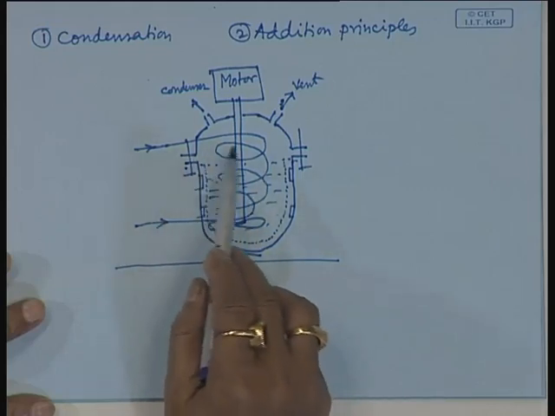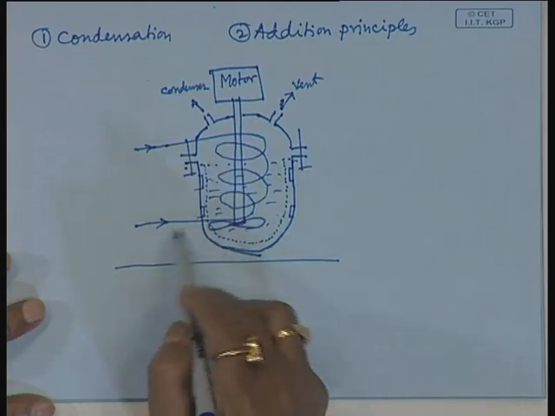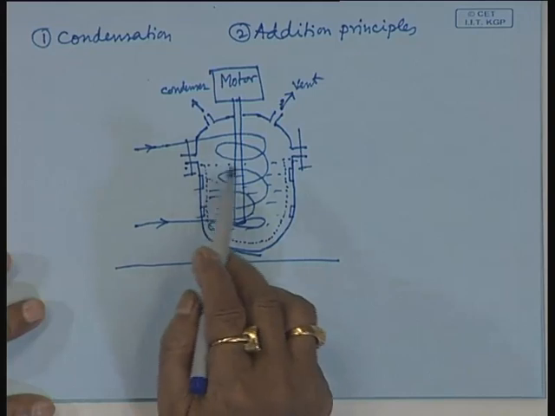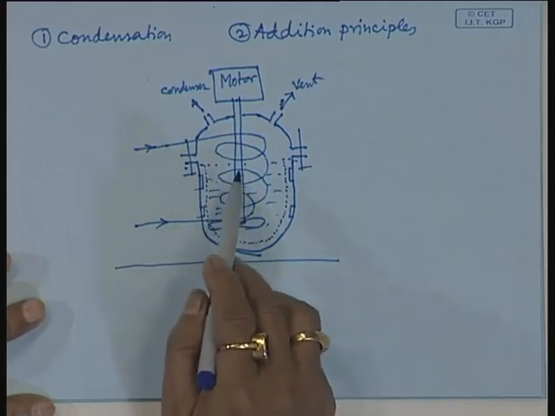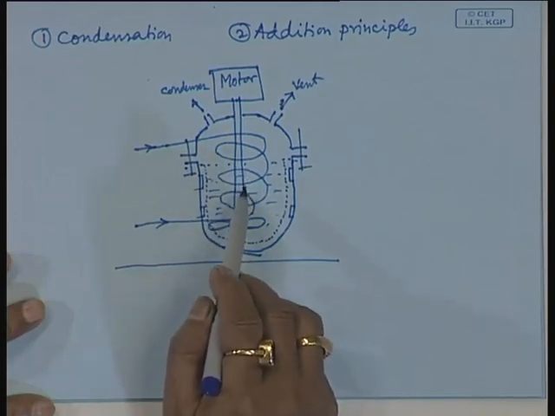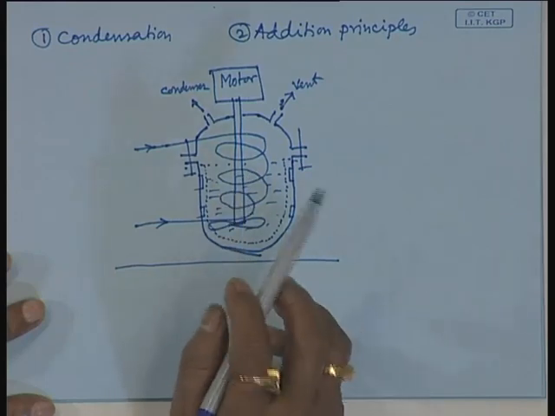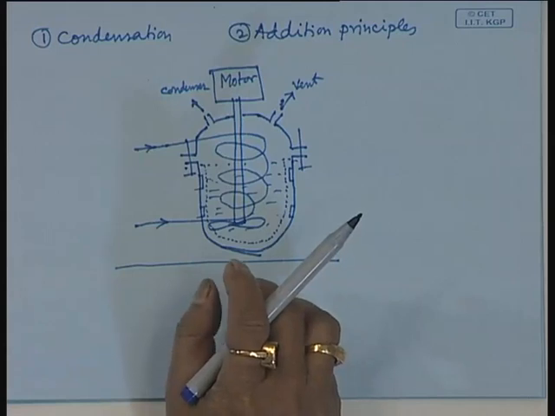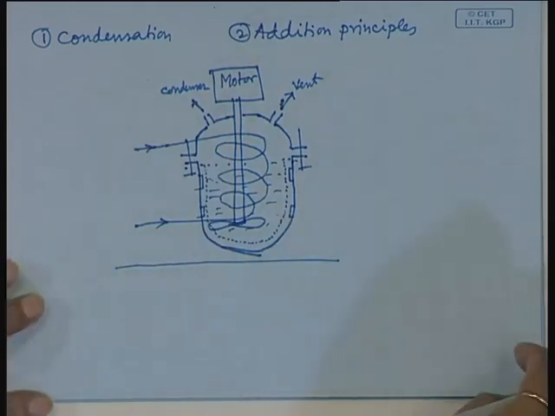So if you pass hot fluid through this tube, sometimes you can also pass cold fluid. This way it can keep the temperature controlled inside the reactor. Now, we are going to discuss bulk polymerization, batch type bulk polymerization and continuous type.